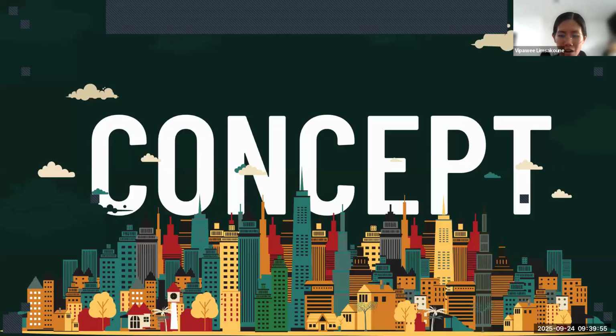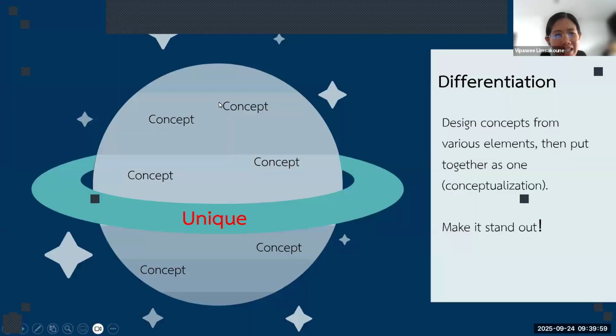Okay. Concept. Let's take a look together. You can see this Saturn. There are different concepts that we create, right? And overall, we call it the unique of it. Design concepts from various elements are put together as one conceptualization to make it stand out, so it becomes a product or service that stands out.